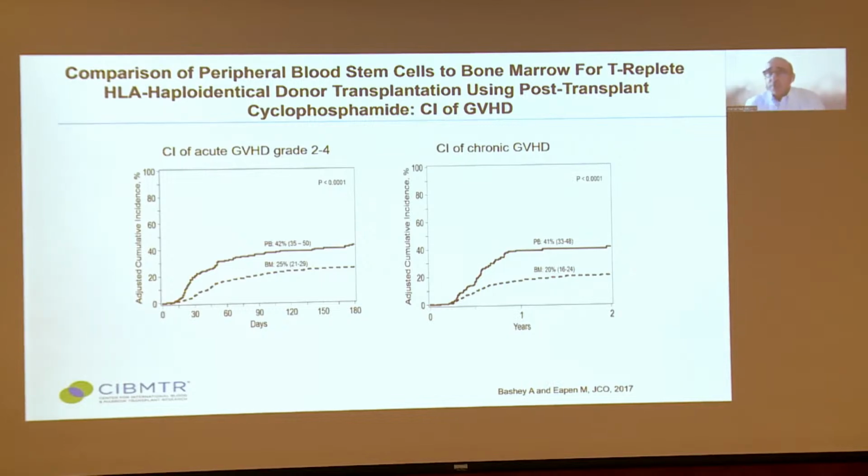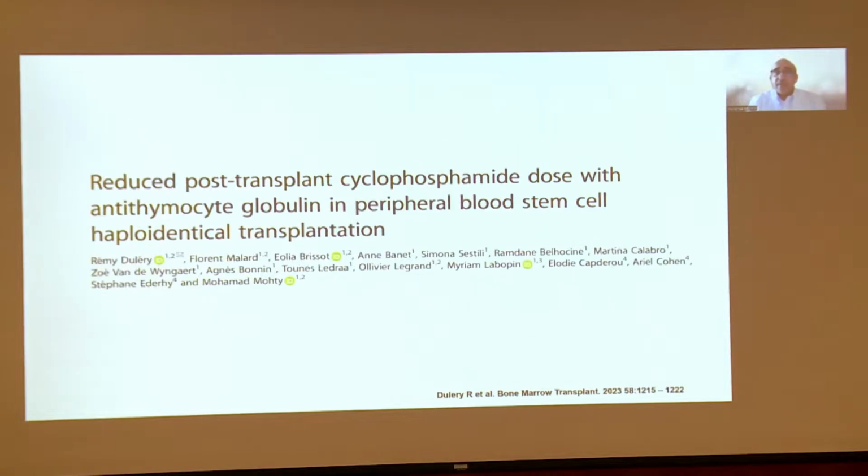And why are we focusing on the PBSC setting? Well, because this is the major source of stem cells, but also we know that in contrast to the original experience with bone marrow published by Hopkins, when you use PBSC, actually, the risk of acute and chronic GVHD is higher.